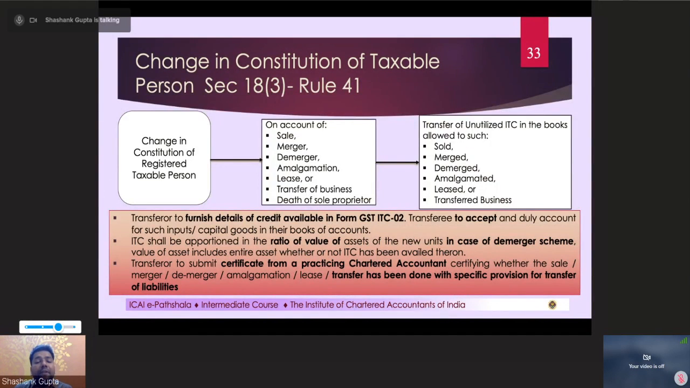Here, a certificate is required from a practicing chartered accountant that the transfer has been done with specific provision for transfer of liabilities. So that if there are any liabilities with the entity which is getting merged, that is carried over by the merged entity, and thereafter such merged entity can be held liable for the payment of such liability.